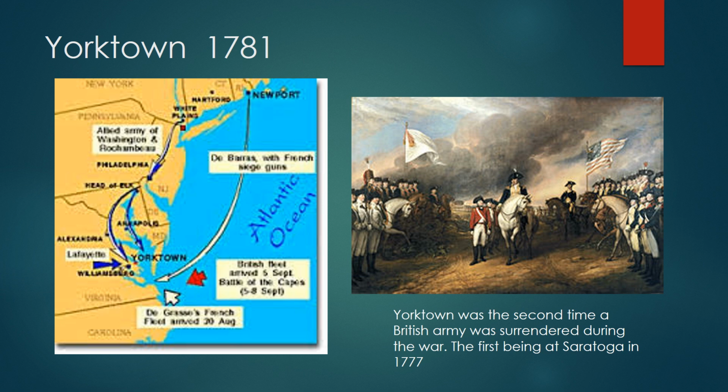So after the Battle of the Capes, the French Navy sails into the Chesapeake and sails up to Yorktown, and from land and sea, the French and the Americans close in on Cornwallis. And basically what you're going to have is Cornwallis by October of 1781 surrendering to the French and the Americans. So what you have, guys, is basically the second major army to surrender to the American forces.